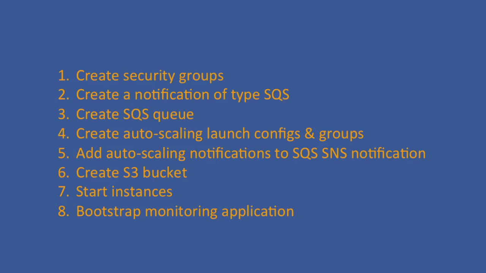We're going to create the auto-scaling launch configurations and group to create our simple application server group. Then we're going to add a notification to that auto-scaling group that will deposit messages as JSON into SQS over SNS when things happen in auto-scaling. Then we're going to create an S3 bucket for our output. We're actually going to create a DynamoDB table too. We're going to start some instances, and then we're going to be able to bootstrap our monitoring application, if we choose to create one, that'll run our Python code and tie everything together.